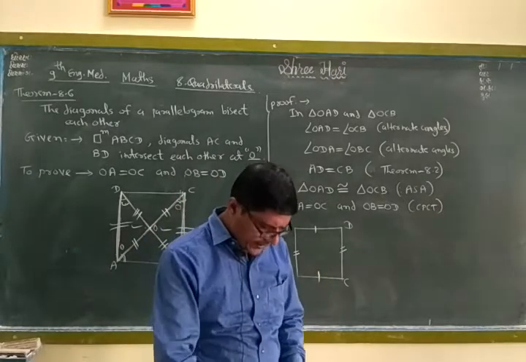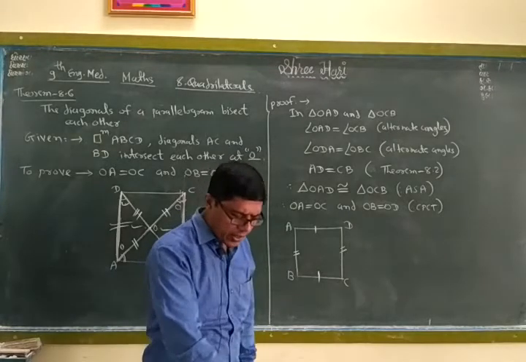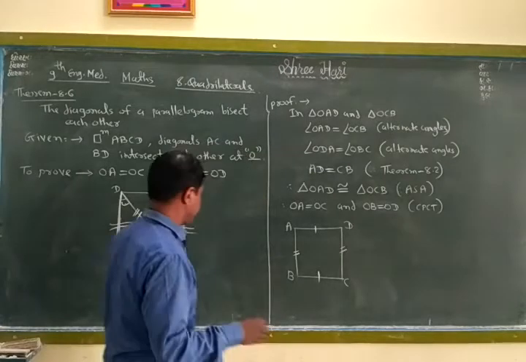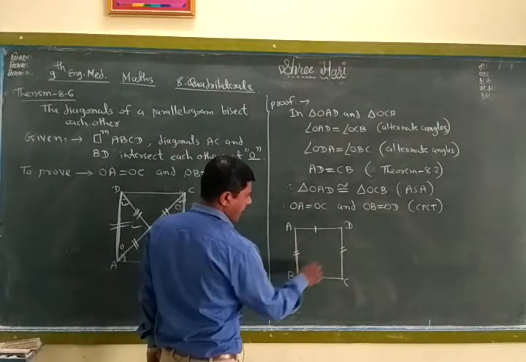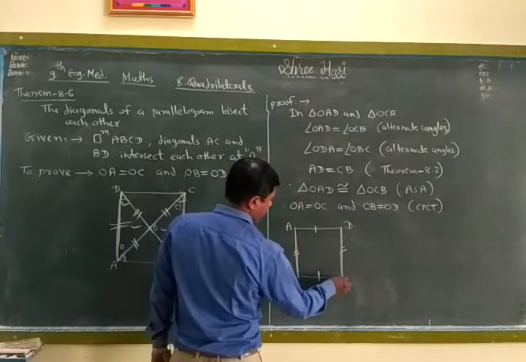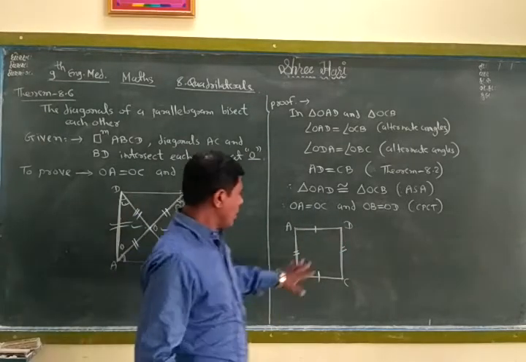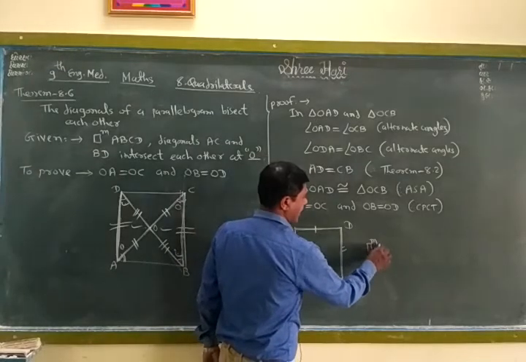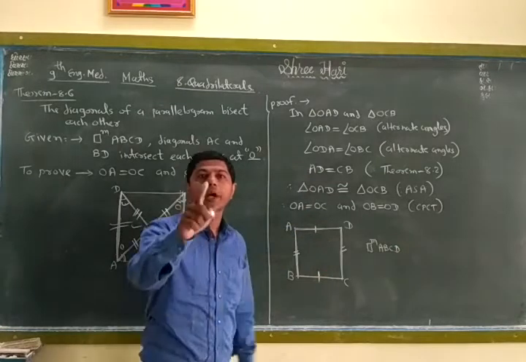Now 8.3, if each pair of opposite sides of a quadrilateral is equal, then it is a parallelogram. It means here the converse. Here opposite sides, AB parallel CD, both are equal, and BC and AD are equal. So this is a parallelogram, it means parallelogram ABCD. This is theorem 8.3.